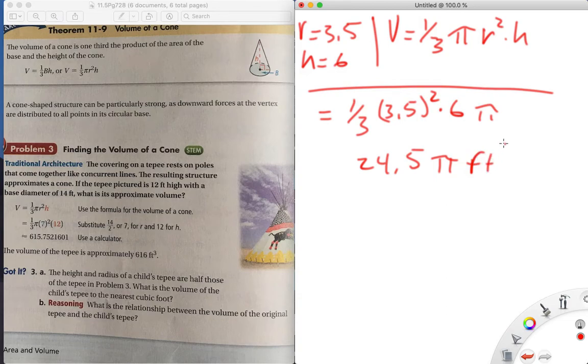I'm not going to round it to the nearest whole foot or 100 foot. Most answers when involving cones and cylinders, and spheres, are going to be in terms of pi. So the radius is squared, 3.5 squared, which is 12.25. I multiply it times the height, which is 6. Then I divide it by 3, and I got 24.5 pi feet cubed.